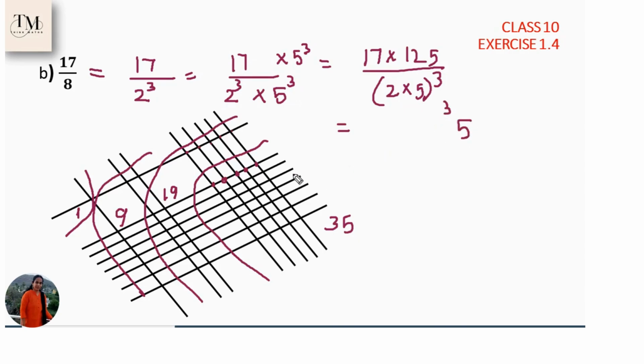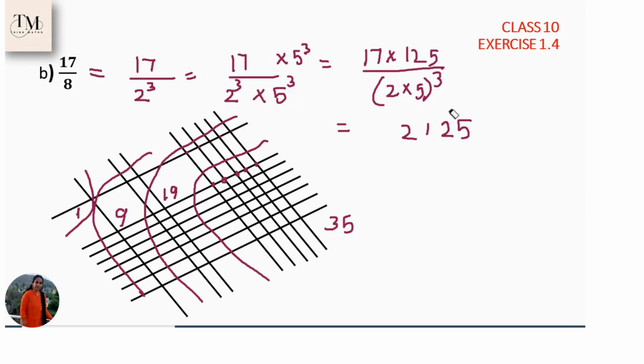Balance will be 3. So next it is 19. 19 plus 3, 22. Balance will be 2. Here it is 9. 9 plus 2, 11. So balance is 1. 1 plus 1, 2. So the answer for 17 into 125 is 2125.